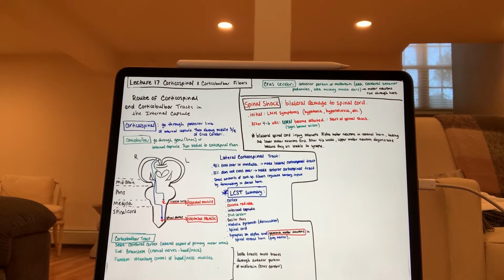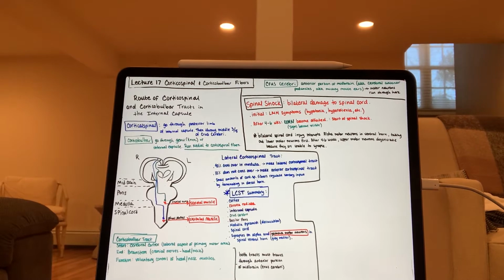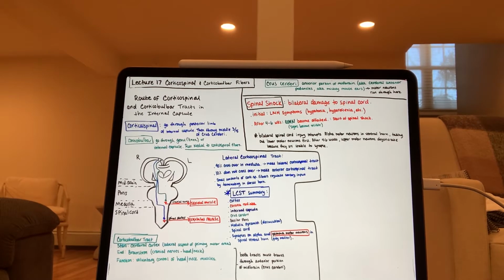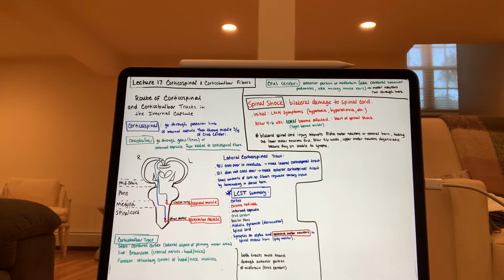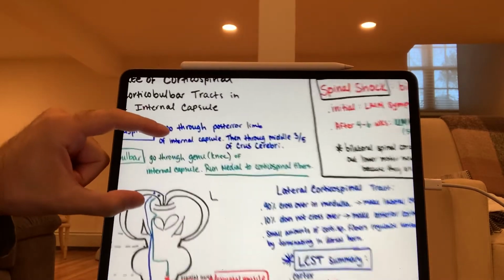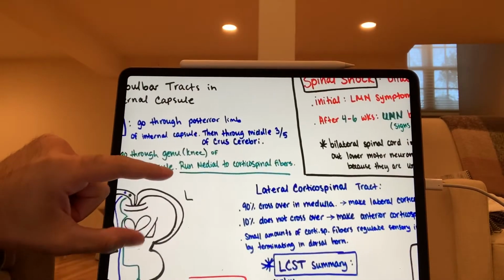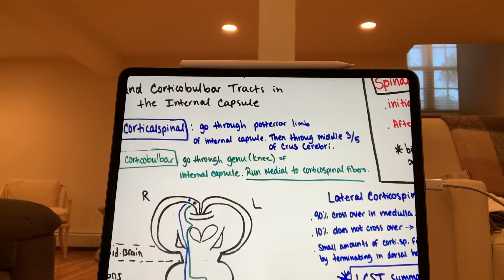Okay, this is lecture 17, the corticospinal and corticobulbar fibers. So now we're getting into the motor tracts. Before, we were looking at all the sensory tracts, now we're looking at the motor tracts. The two main motor tracts we've learned about so far are corticospinal and corticobulbar. That's these guys right here.